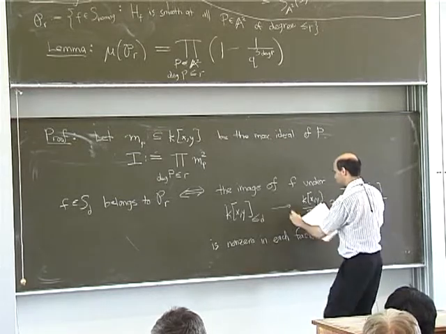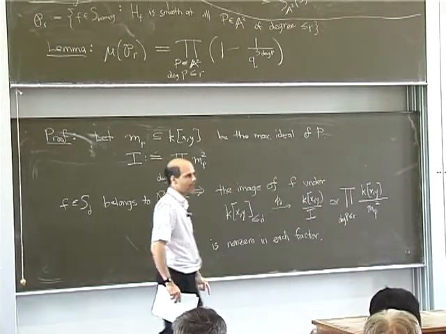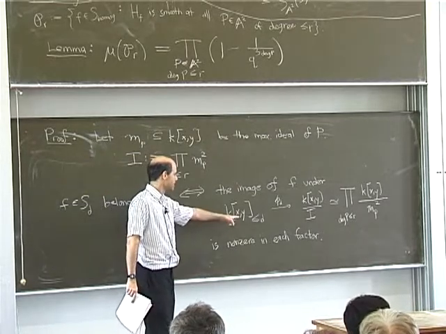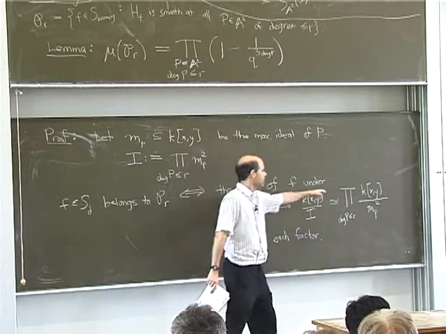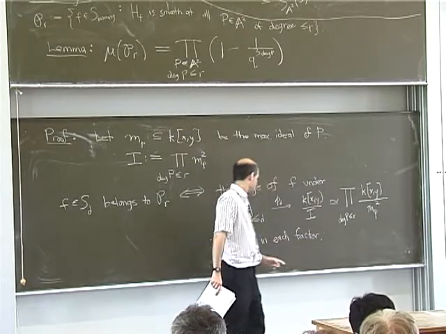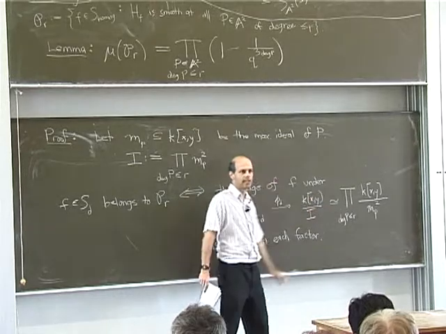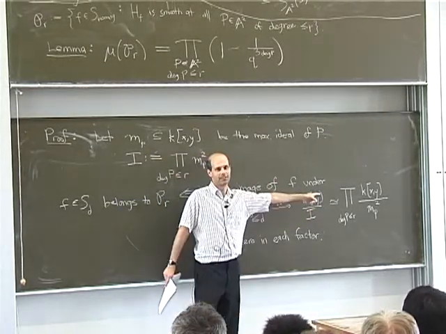Let me give this a name. Let's call this phi sub d. This is just the reduction modulo I map. And if I want to measure what fraction of polynomials have this property, that the image is non-zero in each factor, that's really easy to do if you know that this map is surjective.